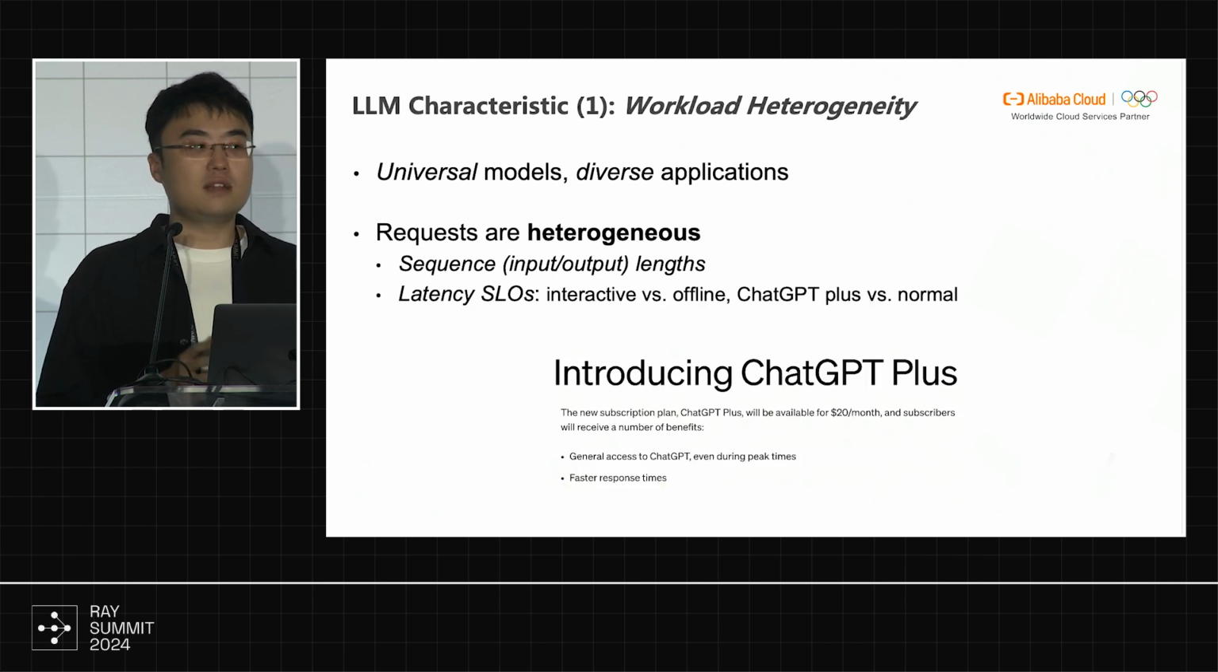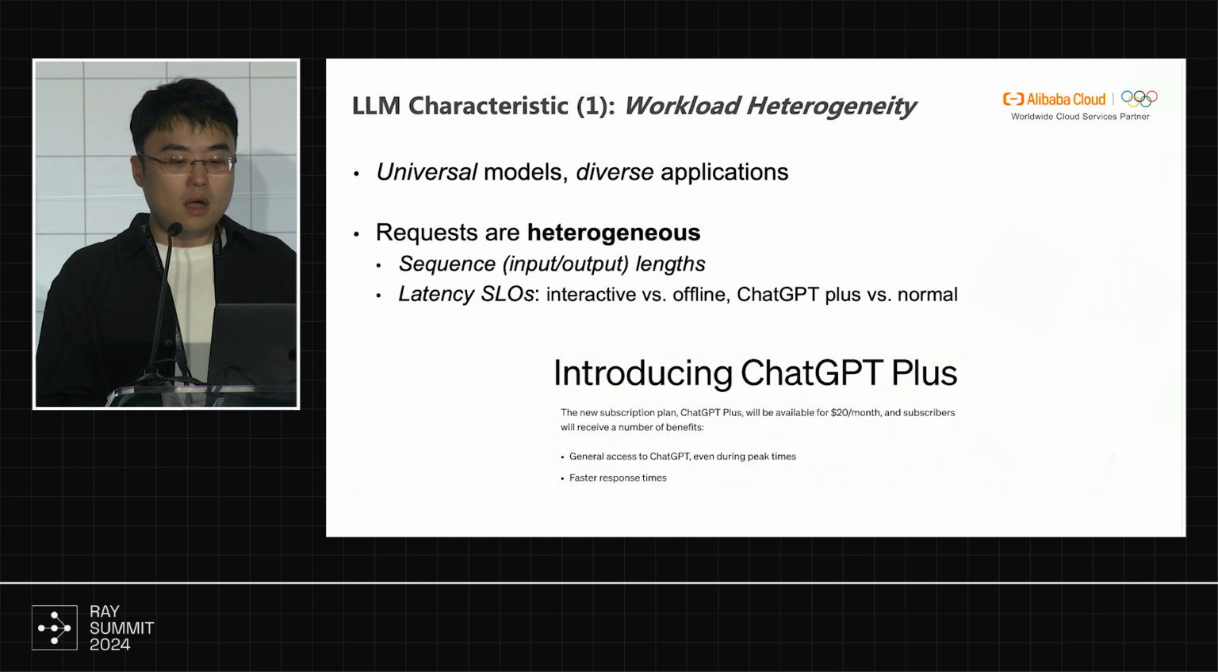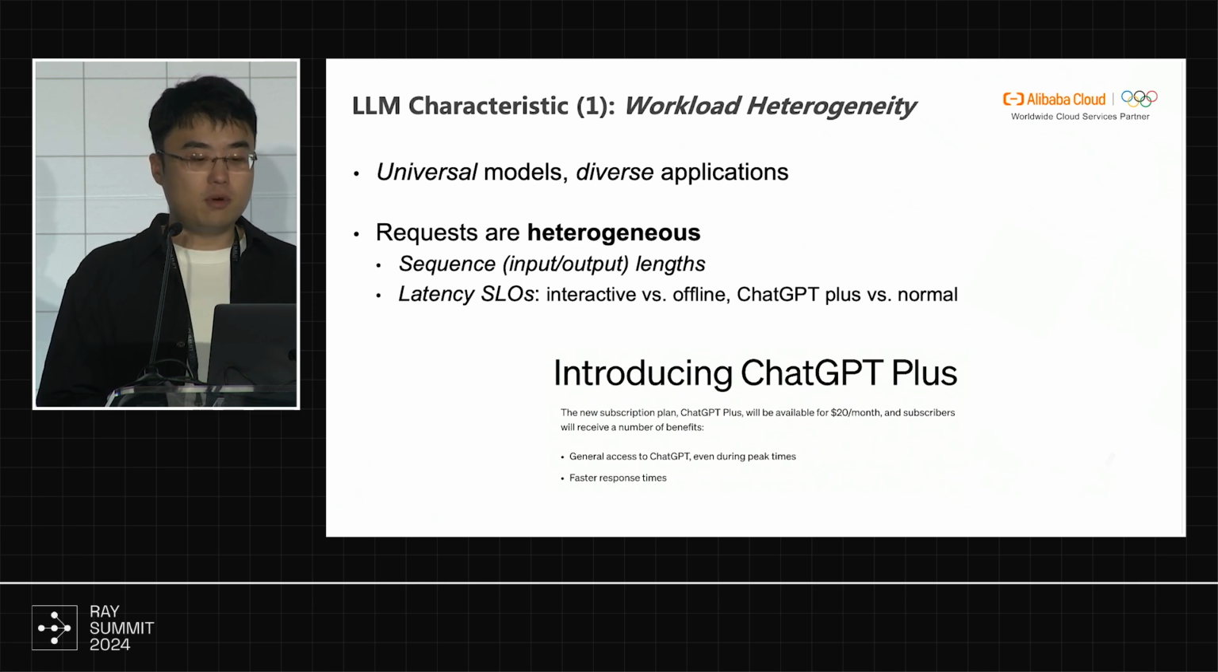Another aspect is latency SLOs. For example, interactive applications like chatbots or personal assistants would expect lower latencies than offline analysis tasks like summarizing an article. A real product example is that OpenAI introduced a subscription plan called ChatGPT Plus, which promises lower latencies.